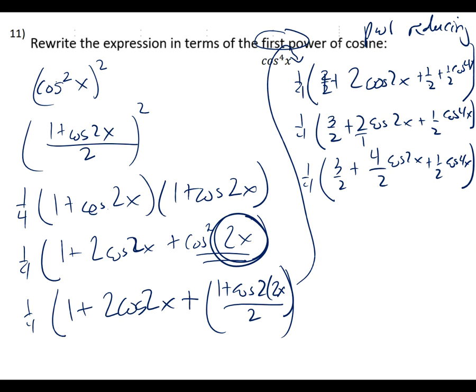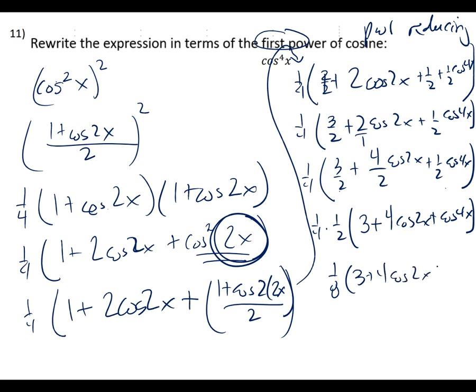All right, so see how there's denominators of 2 on all of them now? We're going to factor that out. So I'm going to have 1/4 times 1/2, and then I just go to all coefficients without fractions. So 3 plus 4 cosine 2x plus cosine 4x. All right, so it's 1/4 times 1/2, 1/8 times 3 plus 4 cosine 2x plus cosine 4x.